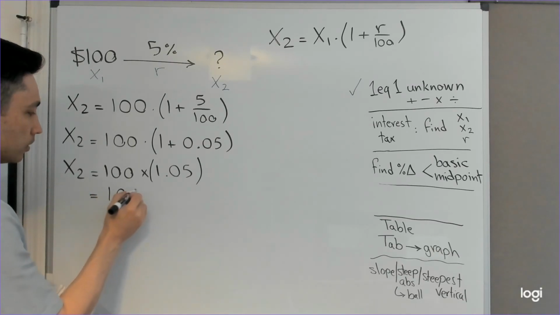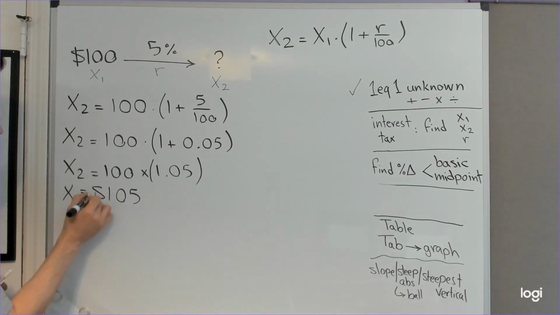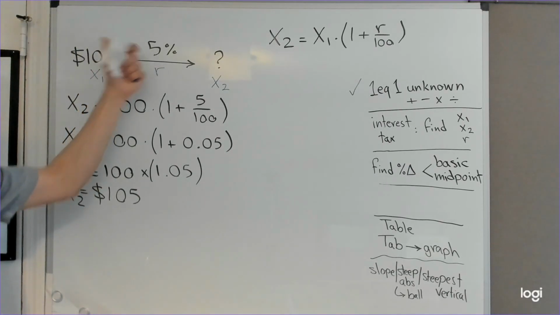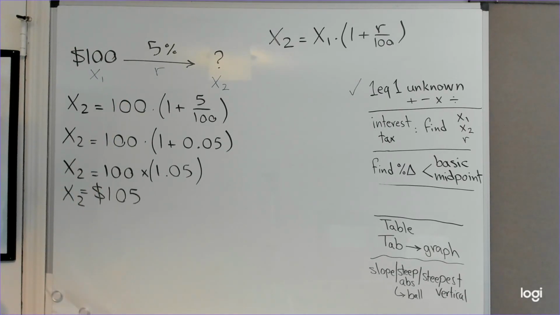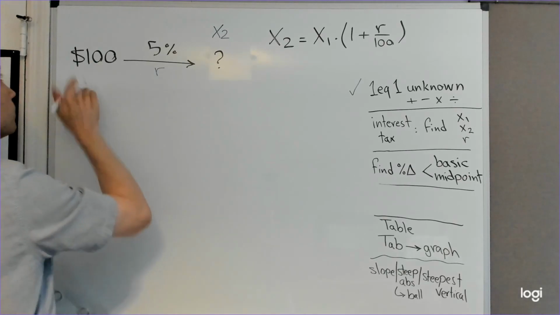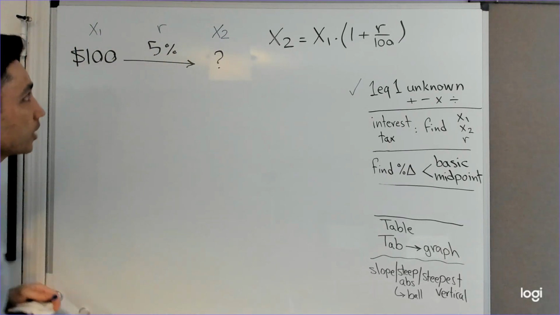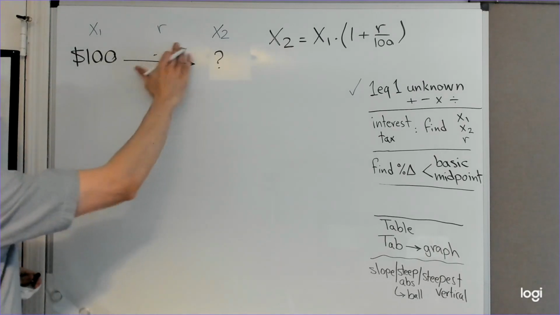It's 105. So if you put $100 in that savings account, it means after 1 year and receiving 5% interest in that year, you end up with $105. You may have x2 known, x1 known, and r might be the unknown for you. Therefore, let's put a question mark here.